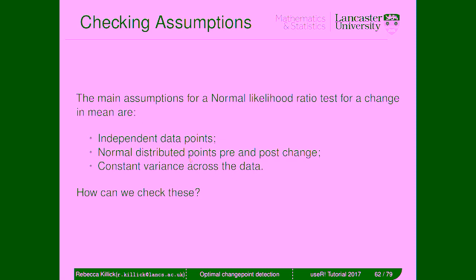Okay, so I'm going to talk about a likelihood ratio test for a change in mean now. So you're assuming that the data points are independent, so there's no correlation. They're normally distributed pre and post change with different means, and there's a constant variance across the data. And so the question is, how can we actually check these assumptions?